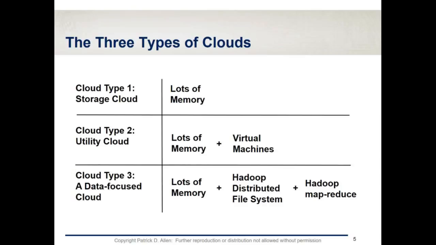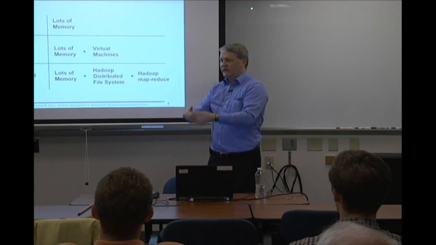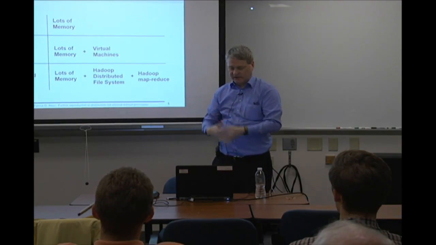Then you have the utility cloud, which is not only lots of memory, but you usually have a bunch of virtual machines. There's a lot of processors, a lot of horsepower, a lot of computation. And then the type 3, the data focus cloud, has lots of memory and then some sort of distributed file system, in this case Hadoop, and then you can run your MapReduce programs, do your parallel processing. Now, I call it data focus cloud as opposed to data cloud because you got data in the first one, you got data in the second one, you got data in the third one, right? So that's why I call it data focus cloud. The focus on the third type of cloud is to process data usually in parallel. Okay. And I'll give an example of that later.